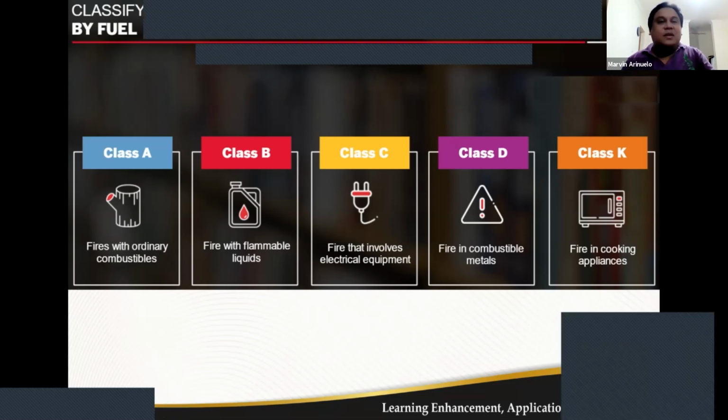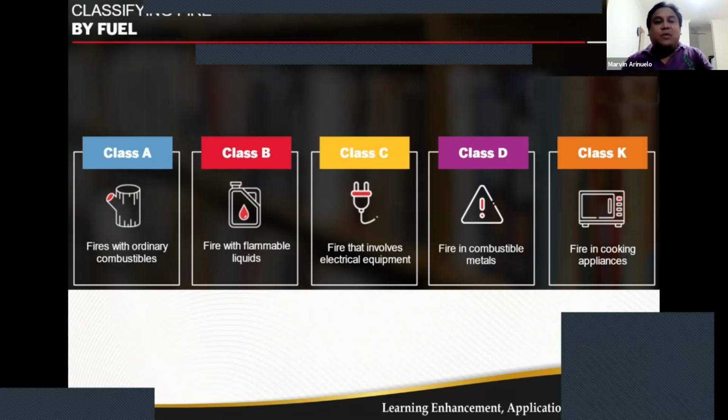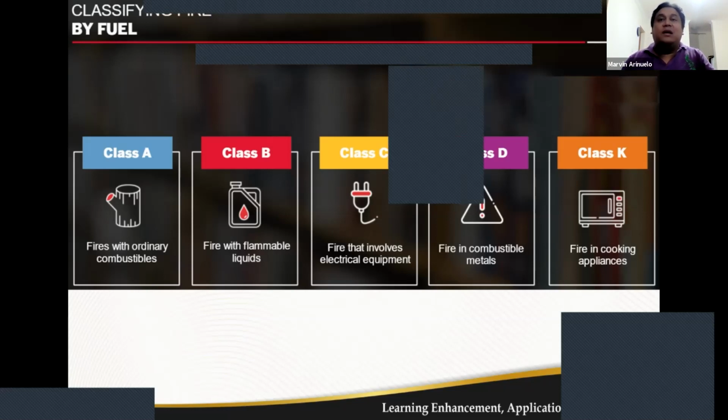Class A is a fire with ordinary combustible material. Class B, fire with flammable liquid. Class C, fire involving electrical equipment that might involve a Class A or Class B fire, but in this case there is added electricity that might cause electrocution. Class D, fire in combustible metal. Class K is also like B, flammable liquid, but normally from the kitchen or a fire in cooking appliances, let's say oil from animals and oil from plants, no?